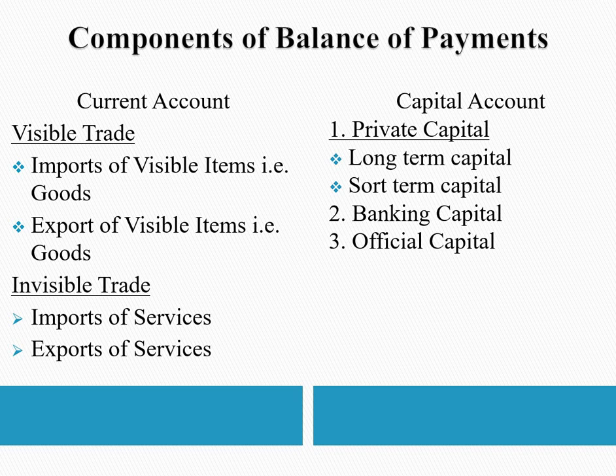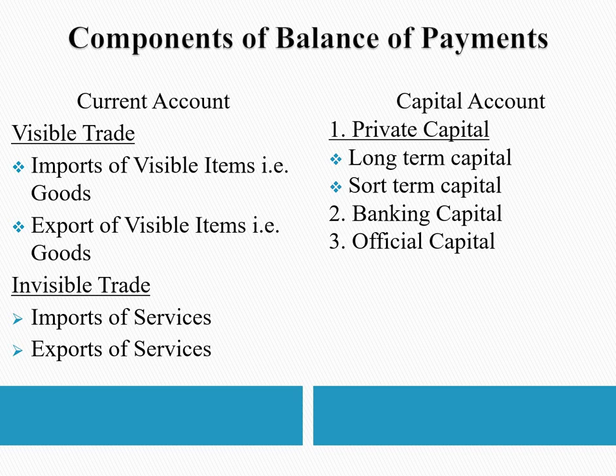Components of balance of payments. Current account. Visible trade. Imports of visible items, that is goods. Export of visible items, that is goods. Invisible trade. Imports of services, exports of services. Capital account is another component of balance of payments.